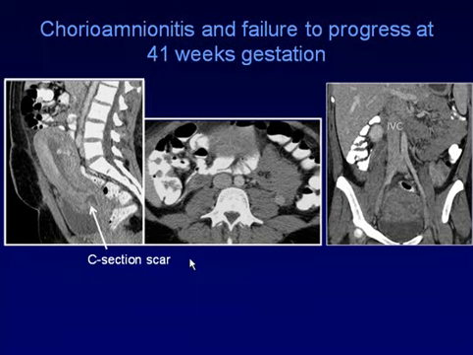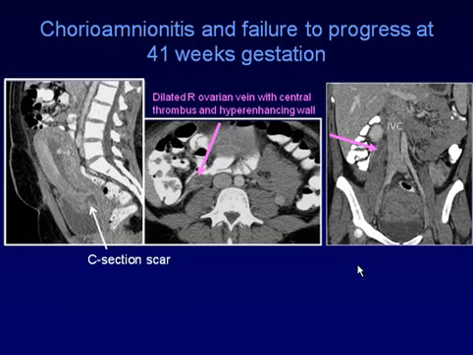This patient had a history of chorioamnionitis and failure to progress at 41 weeks gestation, requiring a cesarean section. She came with fever, and these are the CT images. In the sagittal reformat, again, you can see where the cesarean section scar is, only a small amount of hematoma in the bladder flap region.